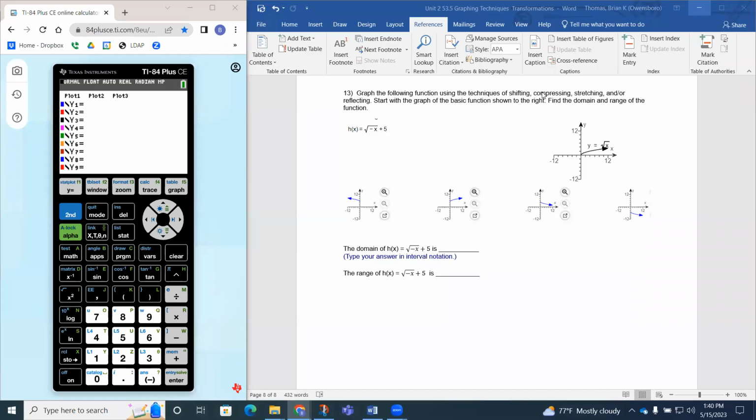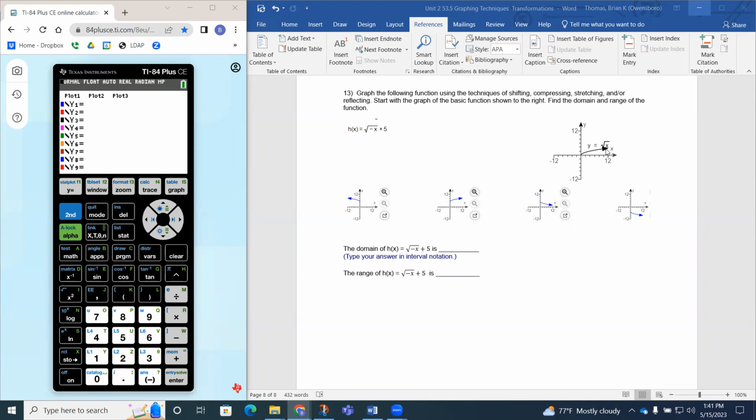So question 13, graph the following function using the techniques of shifting, compressing, stretching, and/or reflecting. Start with the graph of a basic function shown to the right, and then find the domain and range of the function. So again, we're talking about the square root function.